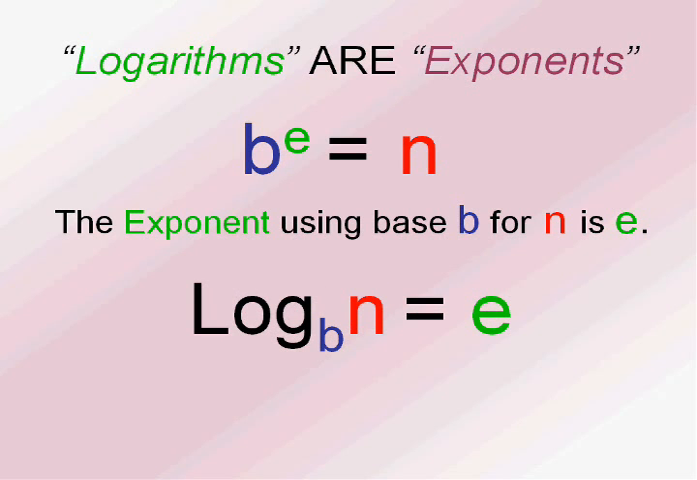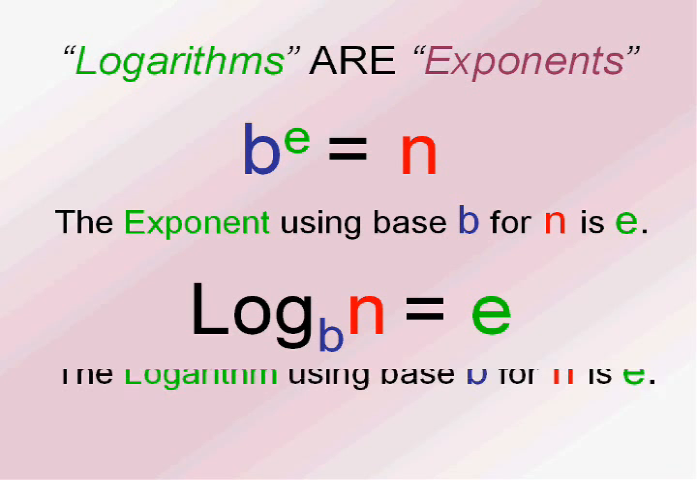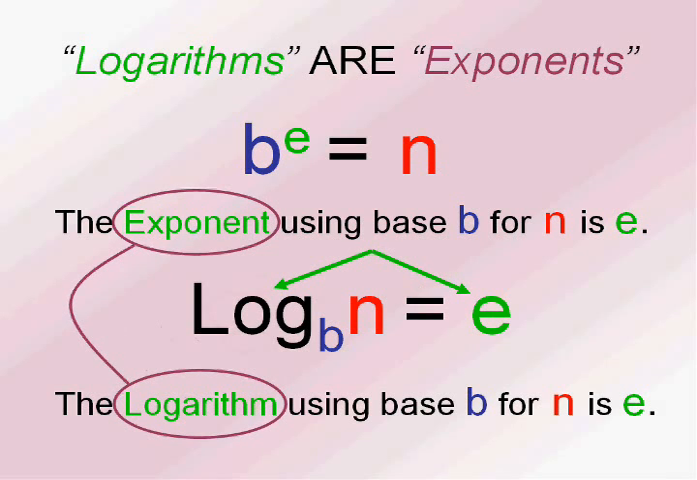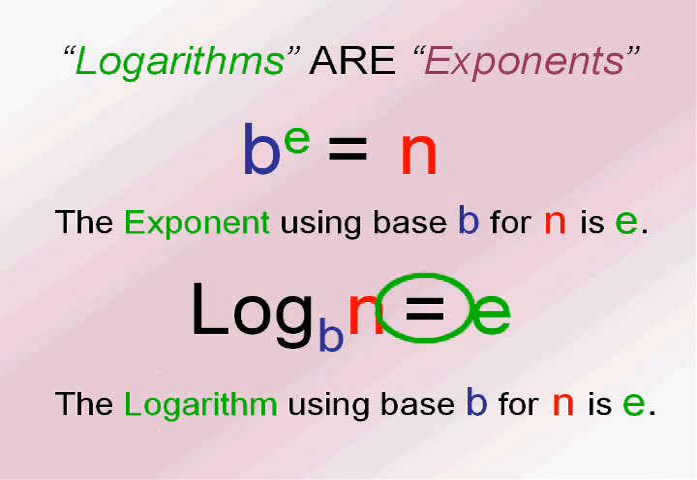We can also write it this way. The logarithm using base b for the number n is e, is the exponent e. Because exponents are logarithms. They're the same thing. Exponents are logarithms. You've got to get that down. So the logarithm equals the exponent.